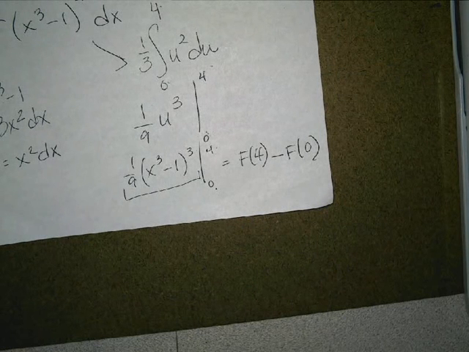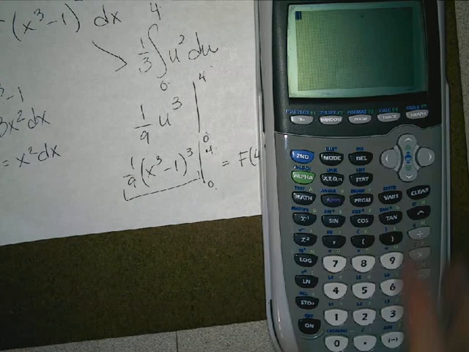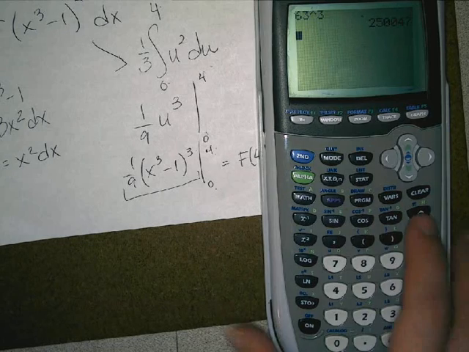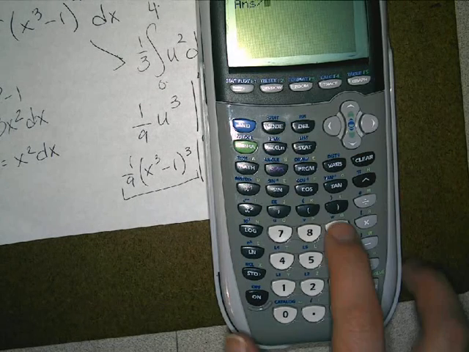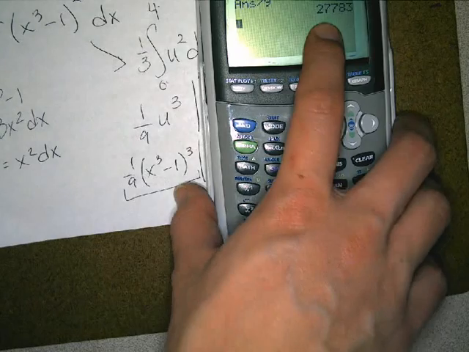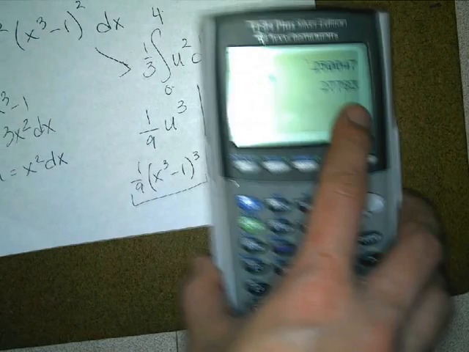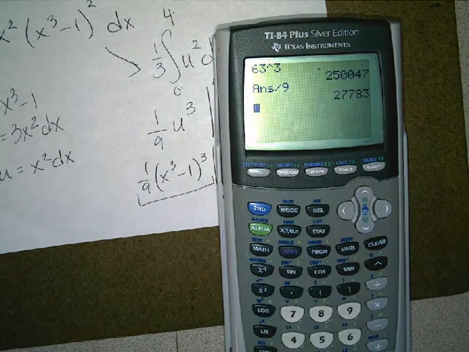Plug in 4. If I plug in 4, I get 63 cubed divided by 9. Oh, it's cubed, never mind. I got 63 cubed, 27,783 and 1/9. Okay, so I get this number when I take 63 cubed and then divide it by 9, which is what I get when I plug in 4.